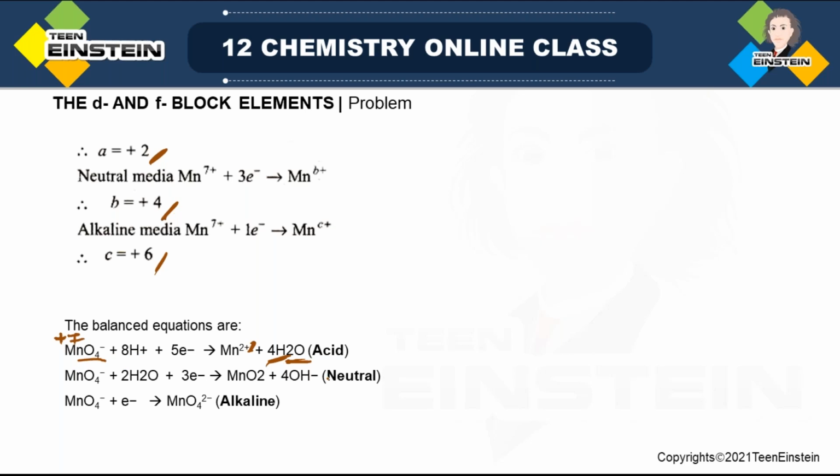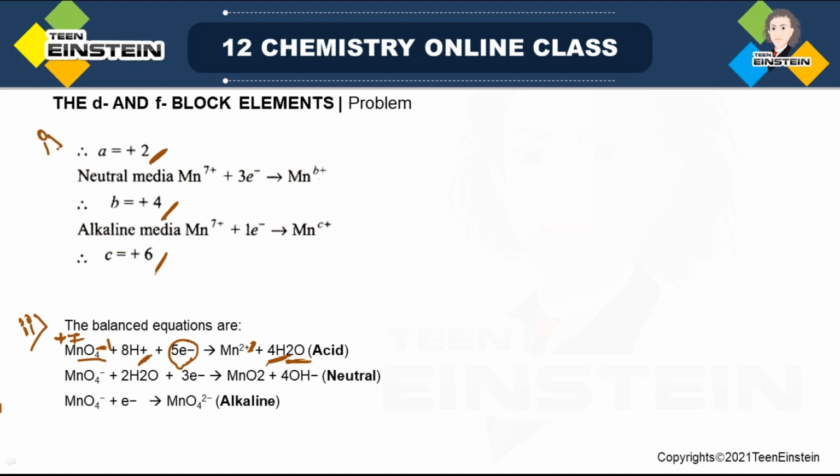Fine. Next we will see whether the charge is balanced or not. On the left hand side there is a single negative charge on MnO4, and 8 H plus. That means total positive charge will be 7. And on the right hand side you have only 2 positive charge. That means if you add 5 electrons, then both sides will have the same charge. Now both sides there is +2 charge. So in this way we can balance all the equations. So this is the answer for the second question.